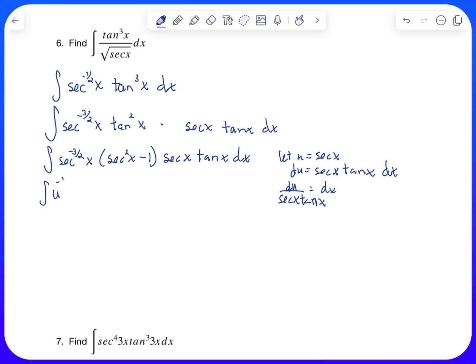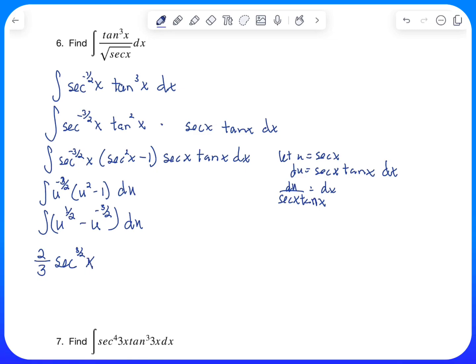So using u sub, I have u to the negative 3/2 times u squared minus 1. And then this secant tangent dx becomes du. And so that's the same as the integral of u to the 1/2 minus u to the negative 3/2 du. And now I just integrate each of those terms. So it gives me 2/3 of secant to the 3/2 power of x plus 2 secant of x to the negative 1/2 power plus c.